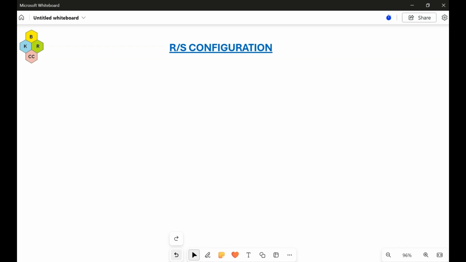Today let us see how to arrive at R and S configuration. These configurations can be arrived at based on the CIP nomenclature. CIP nomenclature is nothing but the Cahn-Ingold-Prelog rules. These rules will be used to assign R and S configuration.